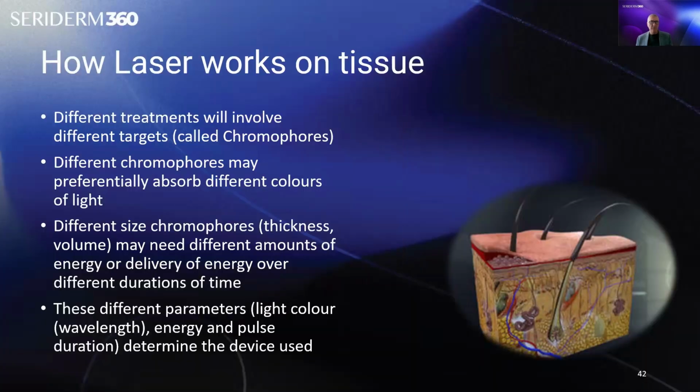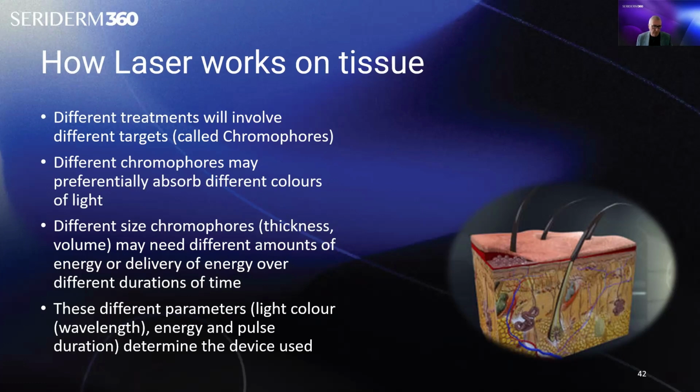So different treatments involve different targets, which we refer to as the chromophore. Different chromophores absorb different colors of light. So when we're looking at removing a blood vessel, we need light that's going to be highly absorbed in blood, so we're going to need our yellow or green wavelengths. If I'm looking to perform hair removal, then we need light that's going to be highly absorbed in melanin, so we would choose a red wavelength, and we'll come on to that in a minute.